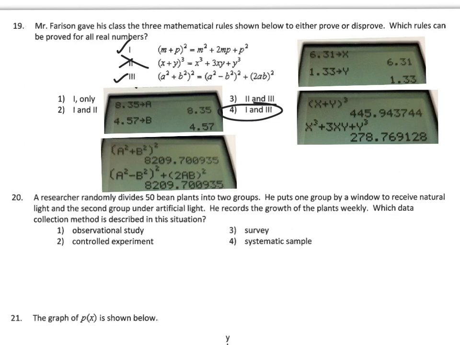All right, now I'm going to do this by hand as well because, in this case, we didn't really prove it. We just did it in one example in the calculator. So I'm going to do this algebraically so we can make sure.